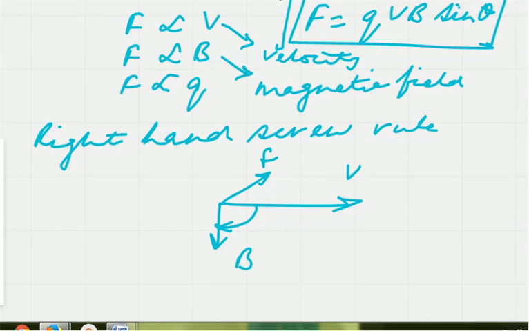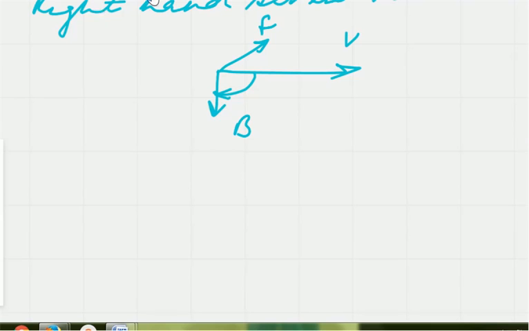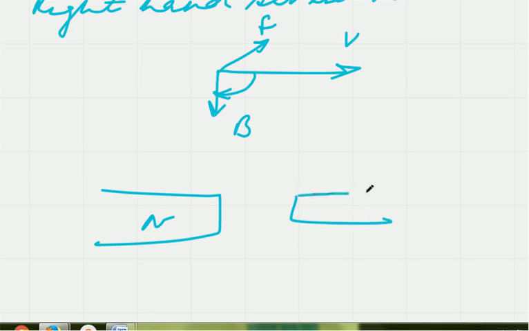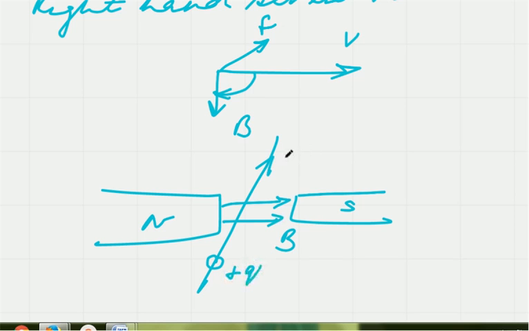Now let's see some examples. Let's say we have a bar magnet here, North Pole and South Pole. We all know that the magnetic field of a bar magnet is from North Pole to South Pole, along the magnetic lines of force. So this is the direction of the magnetic field. Now there's a charge which is moving in this direction.